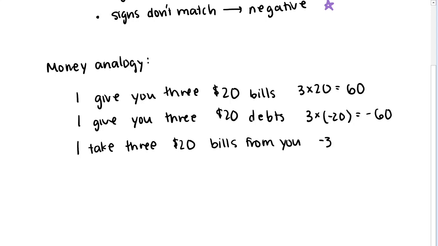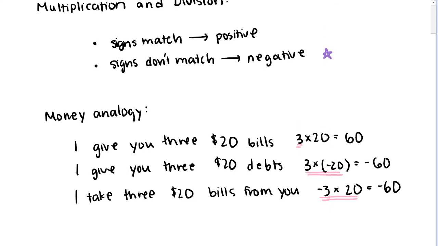Right, so here I can view this as negative 3 times 20. Instead of giving you 3 sets, I'm taking away 3 sets of $20, and again you're losing $60. This illustrates that when we multiply two numbers where one sign differs from the other, 3 times negative 20 or negative 3 times positive 20, either way you're losing those $60. The result is a negative quantity. So if the signs don't match when we multiply two numbers together, the result is going to be negative.